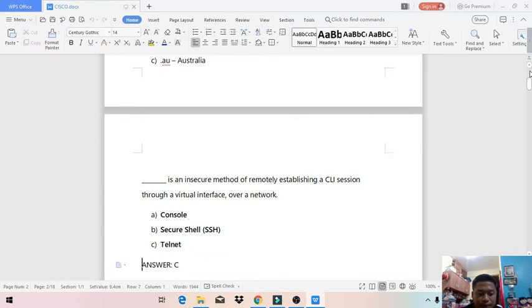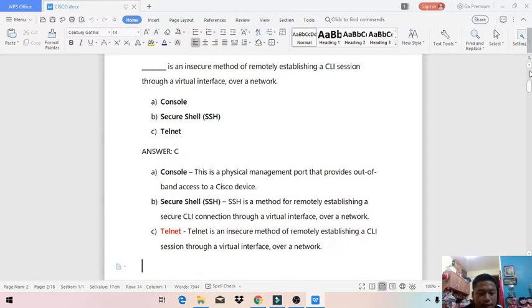So the next is: blank is an insecure method of remotely establishing a CLI session through a virtual interface over a network. Letter A is console, letter B is secure shell or SSH, letter C is telnet. The answer is letter C, because telnet is an insecure method of remotely establishing a CLI session through a virtual interface over a network. While console is a physical management method, and SSH is a method for remotely establishing a secure CLI connection through a virtual interface over a network.